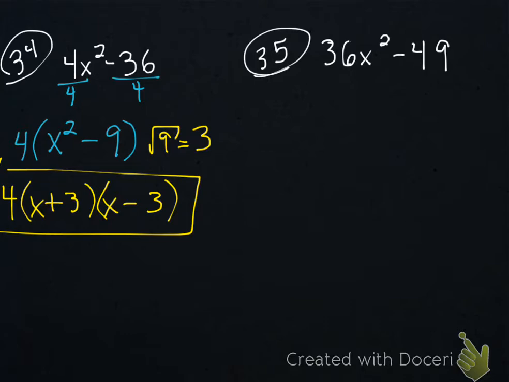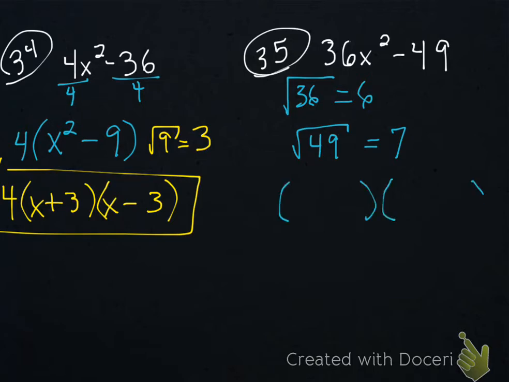Number 35. Again, perfect squares. The square root of 36 equals 6. The square root of 49 equals 7. I don't see a GCF, so I'm going to go ahead and factor it just like it is.